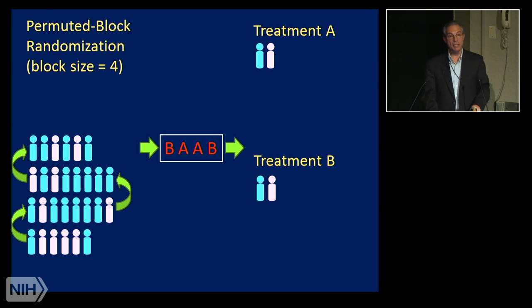So what have we done here? We have forced, it's not a chance, we have forced that after 4 participants, we made sure we have 2 in A and 2 in B. How did we make sure? Well, because we've got a block of size 4 with 2 A's and 2 B's.